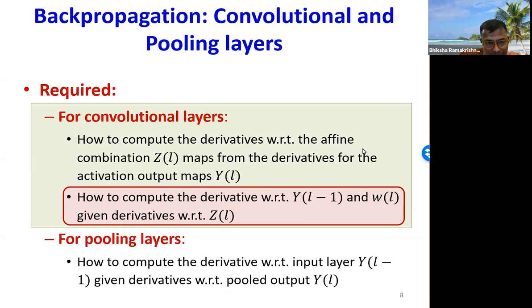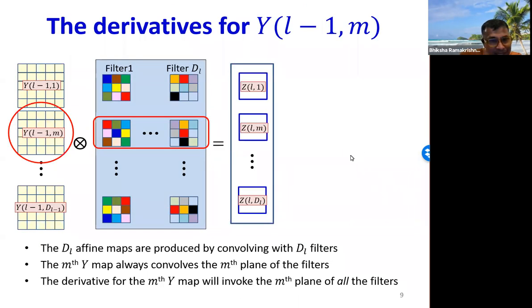And we saw how to do this as well. We saw, for instance, that in order to compute any affine map, the contribution of the mth activation map from the previous layer was obtained by convolving that map with the mth plane of the filter corresponding to the activation map. So the contribution of this mth activation map from the previous layer to each one of these affine maps is obtained through the mth plane of the filters.